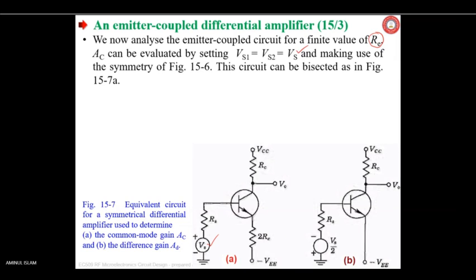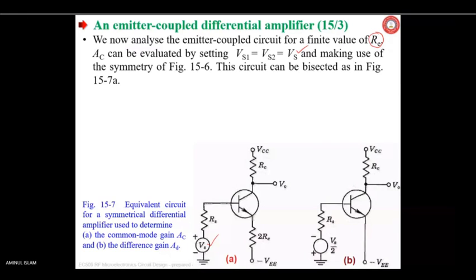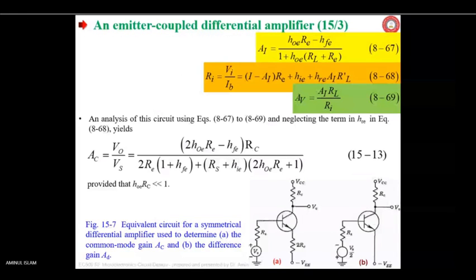If you look at this, it is symmetrical, and Q1 and Q2 are also identical, and all other things like RC of this one and RC of this one, then RS of this source and RS of this source, all are the same, identical. So then we can bisect it and carry out the analysis.